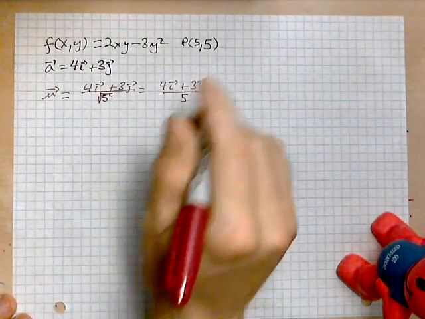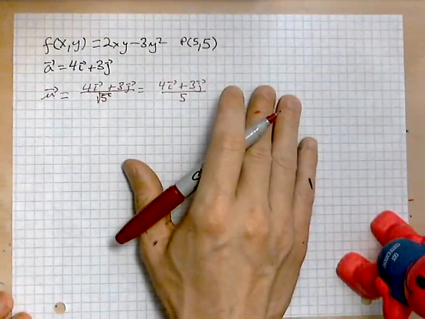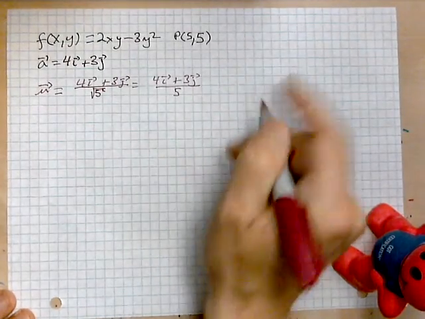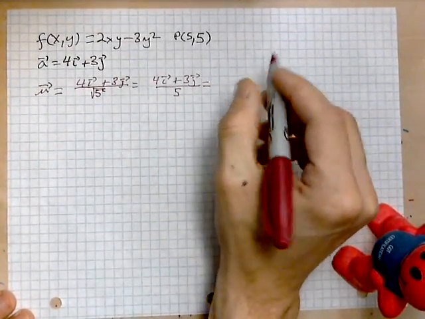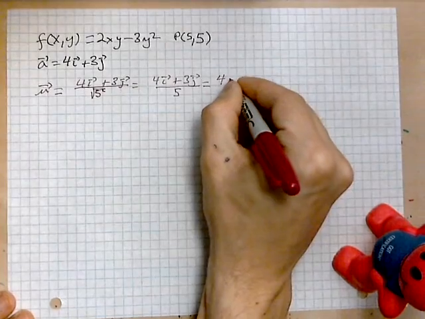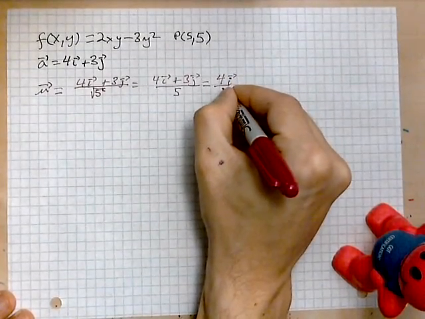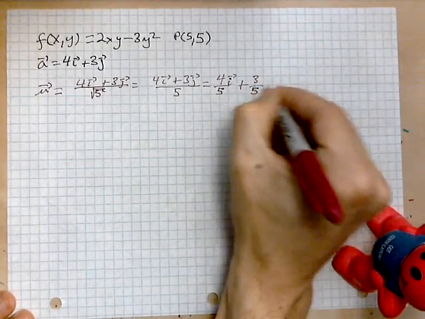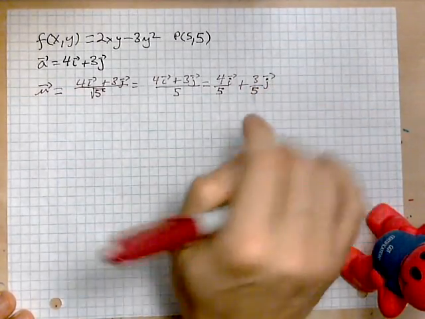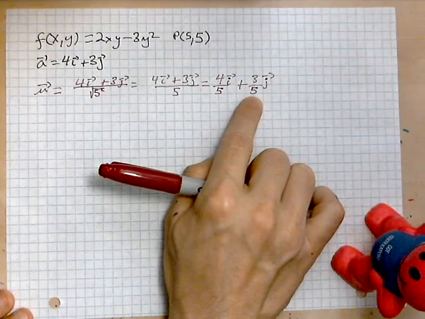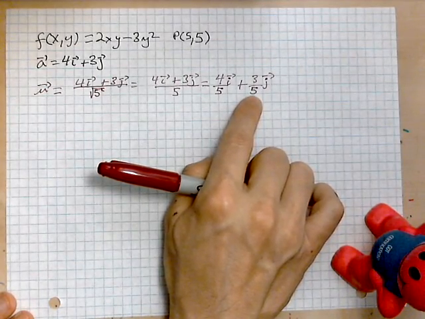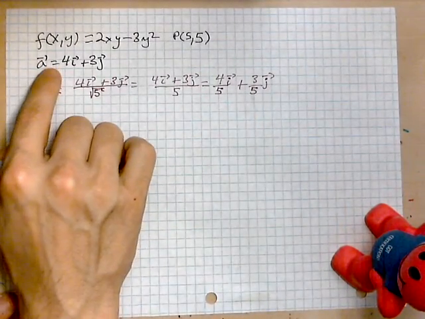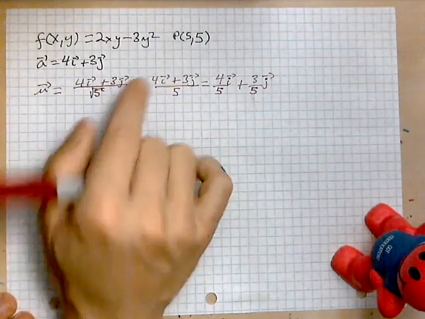Now write with the thicker end of the marker, but this procedure is so elaborate that it takes up too much space. So then we have 4i over 5 plus 3/5 j. This is the unit vector. Once this is in place, the next move is this. Evaluate the gradient of the function at the point (5, 5).